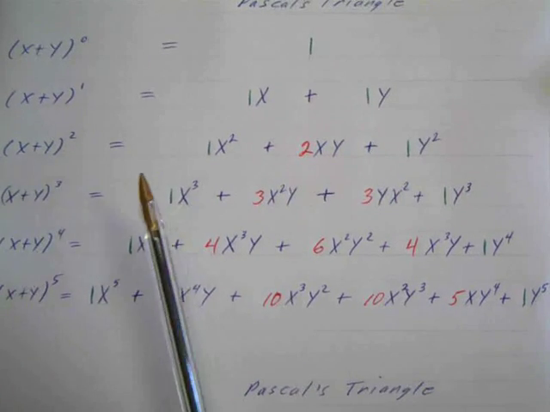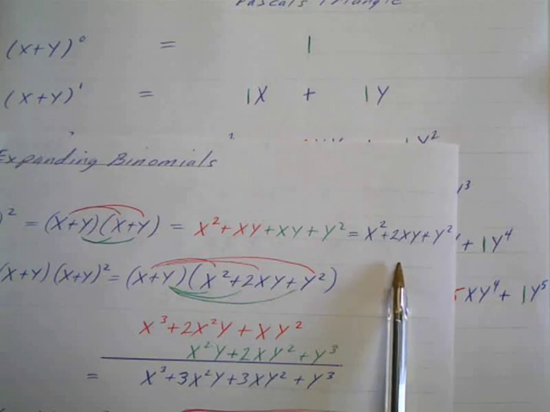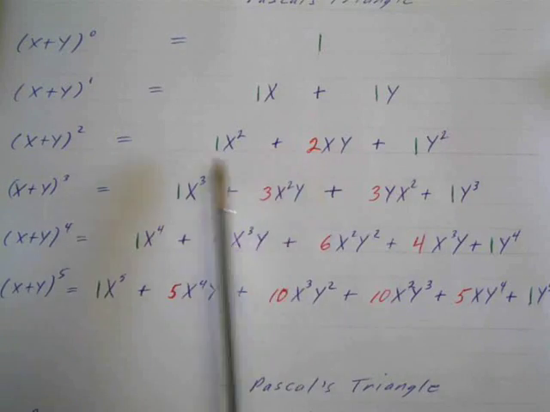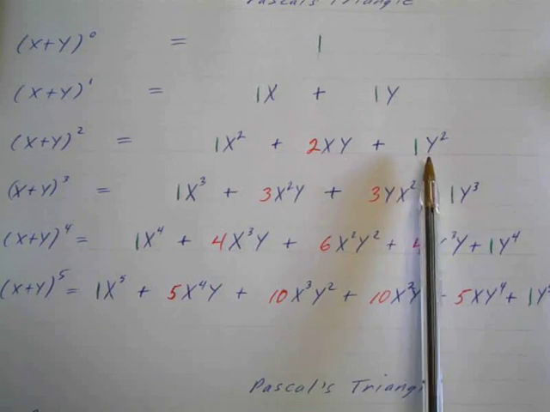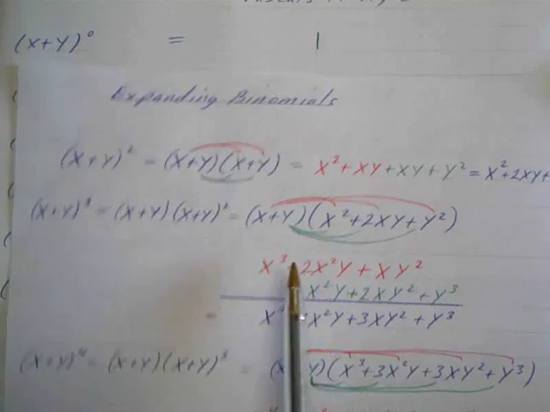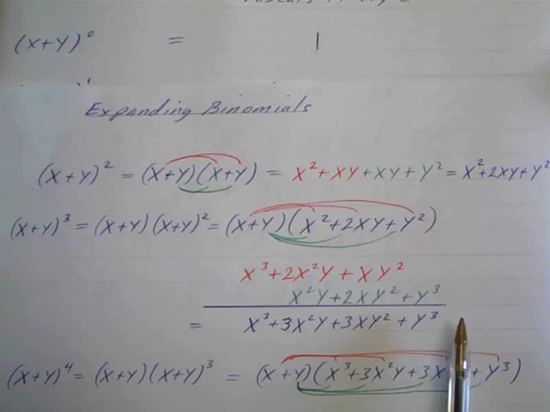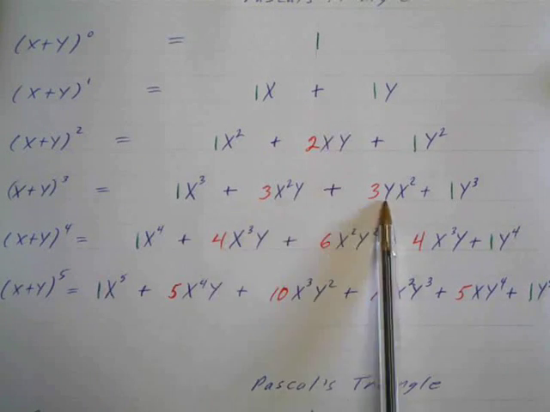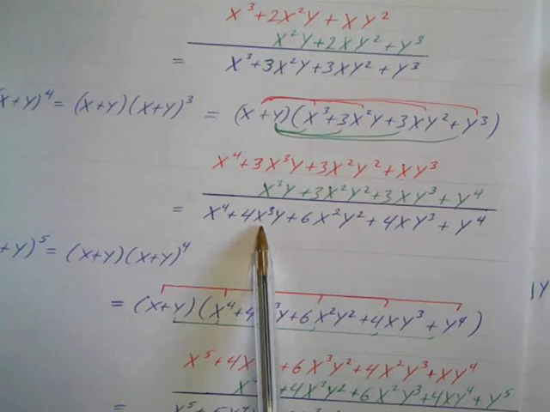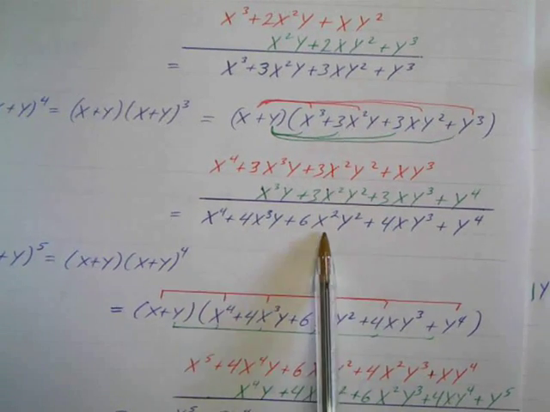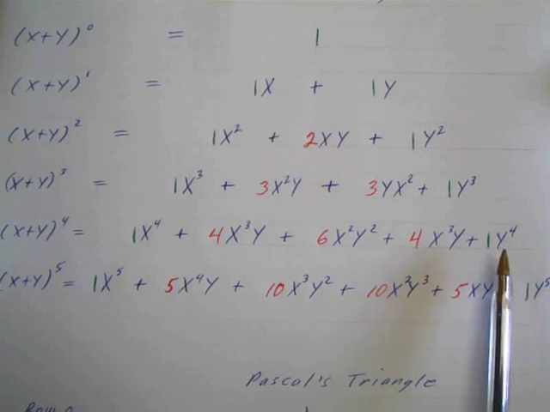And then x plus y squared, if you go back and review what we did in the last video, we got x squared plus 2xy plus y squared. So I wrote that down and spread it out a little bit. And then when we did the cubic, we got x cubed, 3x squared y, 3xy squared, and y to the third. So I wrote that out here. And then the fourth, when we expanded that out, we got x to the fourth, 4x cubed y, 6x squared y squared, 4xy cubed, and y to the fourth. So I wrote that down here, kind of lined them up to form a triangle.